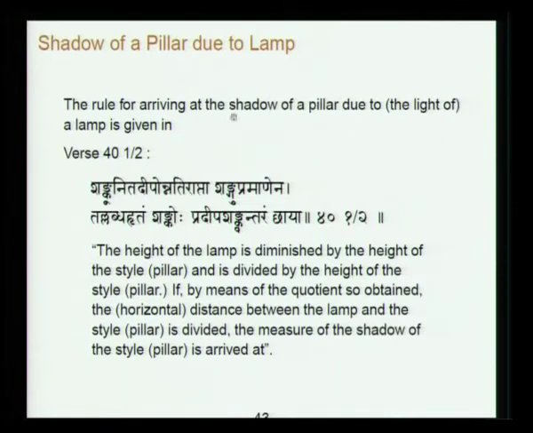Similarly, the rule for arriving at the shadow of a pillar due to the light of a lamp is given: the height of the lamp diminished by the height of the pillar is divided by the height of the style. By means of the quotient so obtained, the horizontal distance between the lamp and the style pillar is divided, and the measure of the shadow of the style is arrived at.